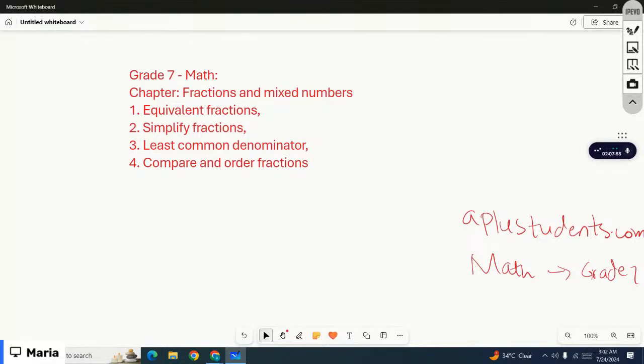There you can find a list of the chapters. We're going to start with the chapter fractions and mixed numbers. The lessons we're going to cover today are equivalent fractions, simplify fractions, least common denominator, compare and order fractions.